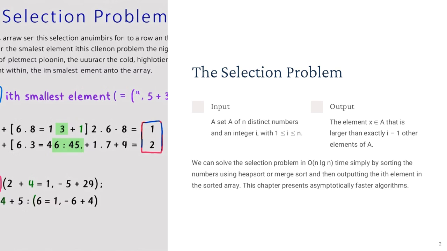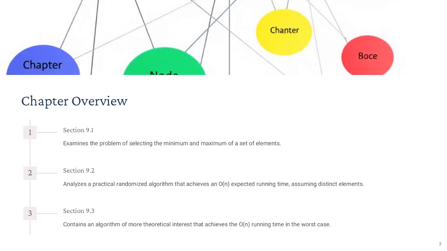The goal is to identify the ith order statistic with minimal computational effort, making these methods more suitable for large datasets. This chapter is divided into 3 sections, each addressing different aspects of the selection problem. Section 9.1 examines the problem of finding the minimum and maximum elements in a dataset. Although basic, this step forms the foundation for more complex algorithms.